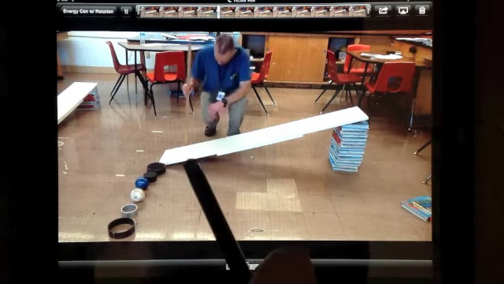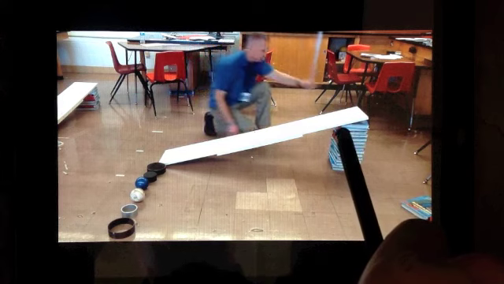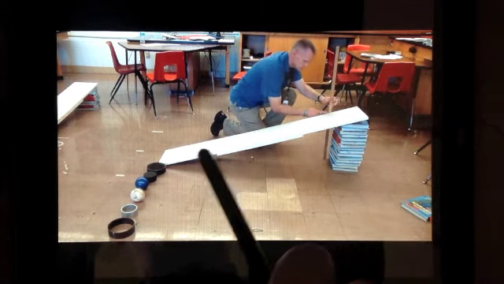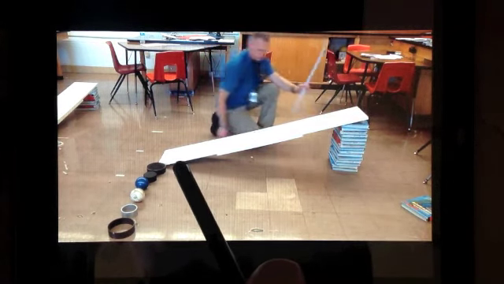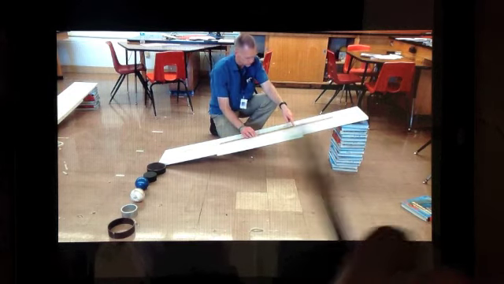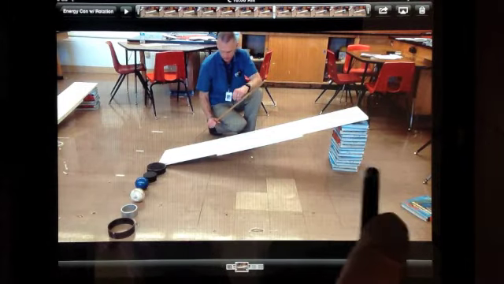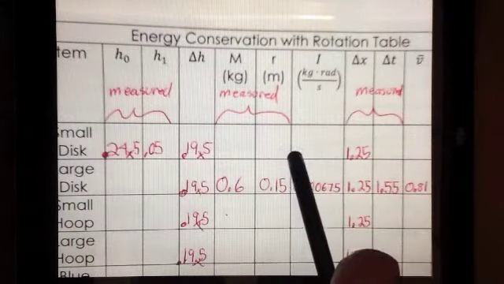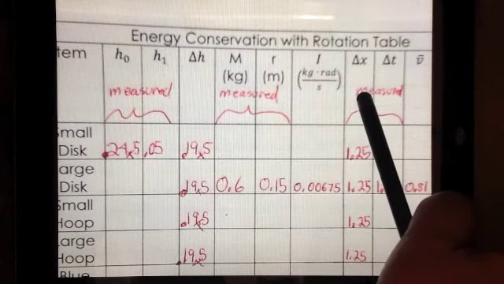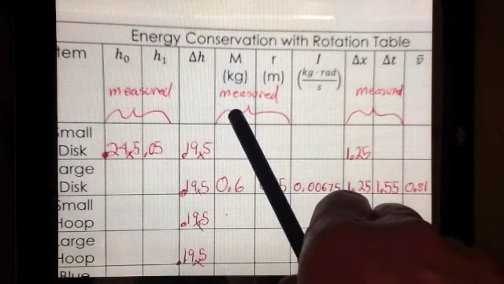So here I'm measuring my H1, and then I'll measure my H2 and put them in the table as I just showed you. Then I also need to measure the distance from this tape to this tape on the board. So I measure that distance, and that distance is my delta X. So that's going to be my delta X here that I measure. I'll get my delta T, obviously my mass and my radius.